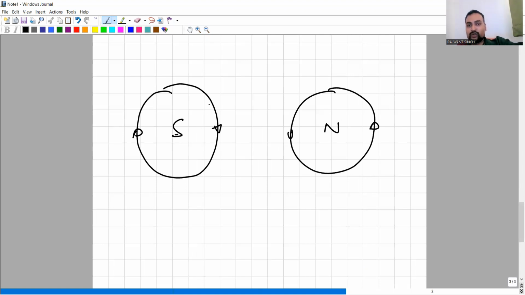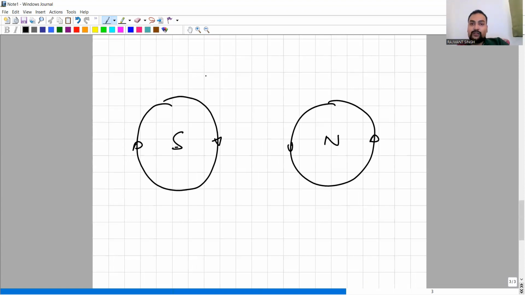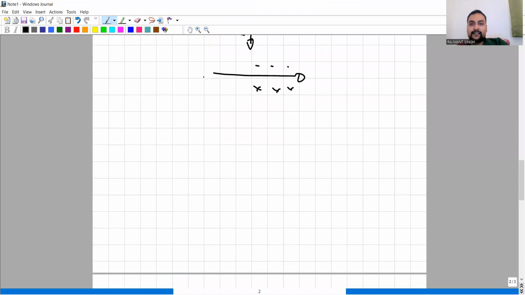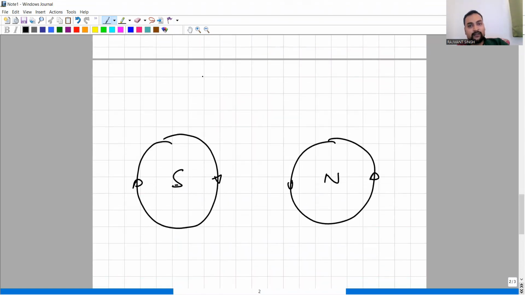Now this is also done by using the right hand. The previous right hand rule is also valid, and this right hand rule is also valid. Both are valid. In this right hand rule, what you need to do is to change the current and magnetic field.